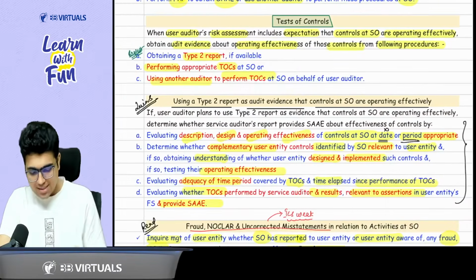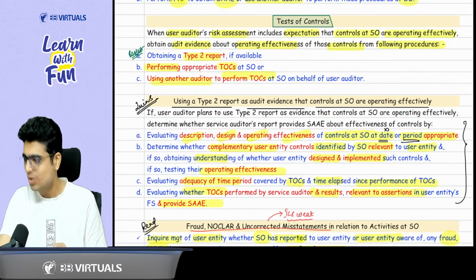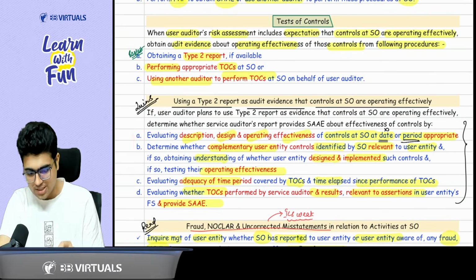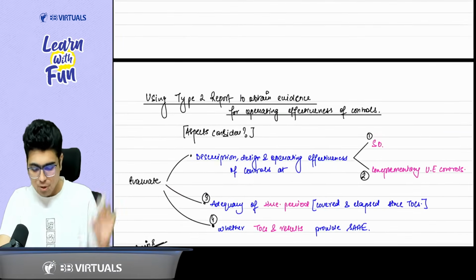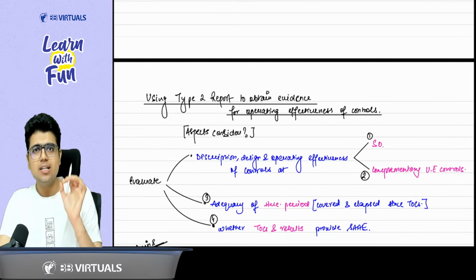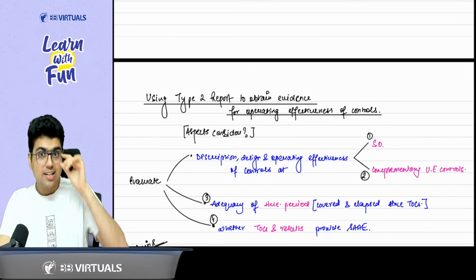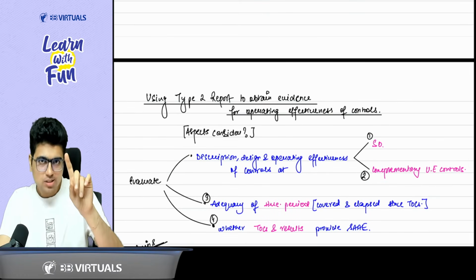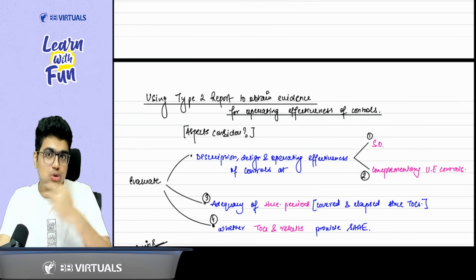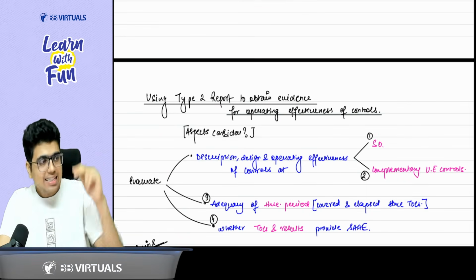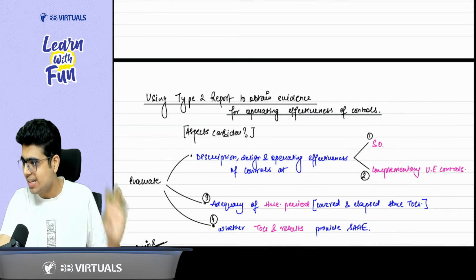Now ICAI can ask you, how do you use type 2 report to do the test of control? So these are the 4 points you need to consider. Please look at the board. Okay, sir. These 4 points are nothing but the points we discuss in the type 2 report. Type 2 report talks about the controls. It talks about the controls operating effectively throughout the period. And at the end of the type 2 report, we talk about test of controls and their results.